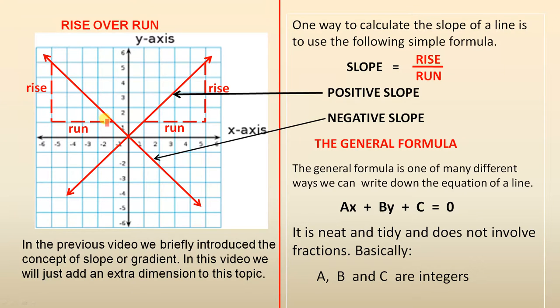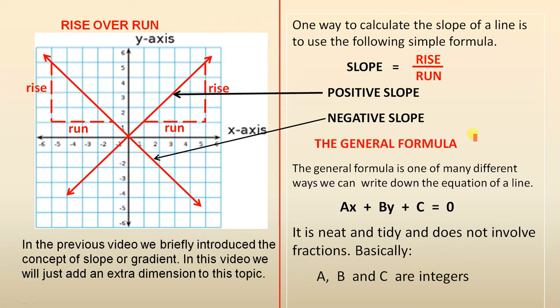Rise over run. Now there's something very interesting to note here. When a line is drawn in that direction and it slopes in this direction here, it has a positive slope. When a line slopes in that direction, it has a negative slope.